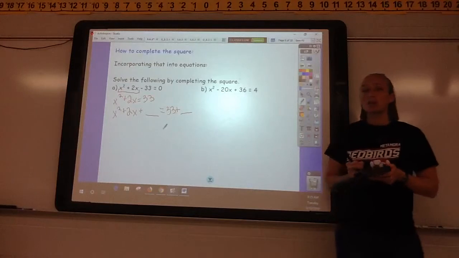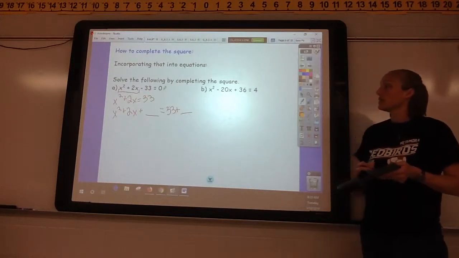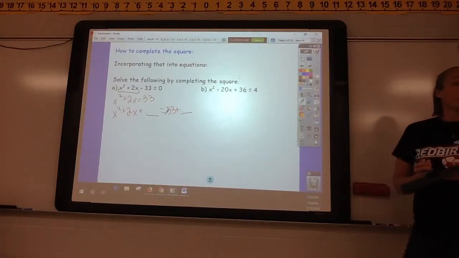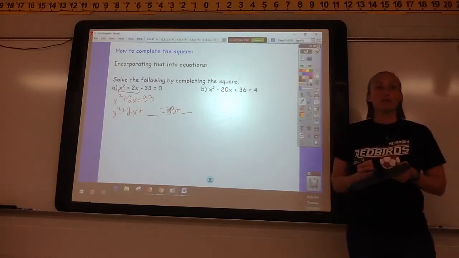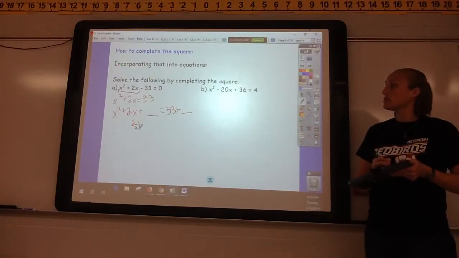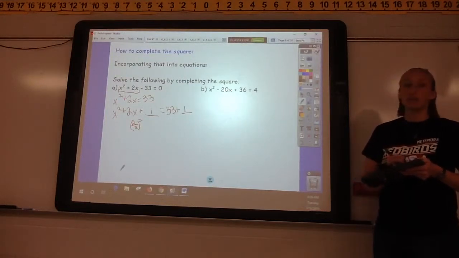If you add it to one side of the equation, you have to add it to the other to keep it as an equation. So that's what we're doing, we're adding it to both sides. What's filling in that blank? 1. Why? What'd you do? The 2 over 2 is 1 squared. Good. You're taking this number right here, that 2, divided by 2, and that quantity squared. So 2 divided by 2 is 1, 1 squared is 1. So we're putting a 1 in each of those blanks.